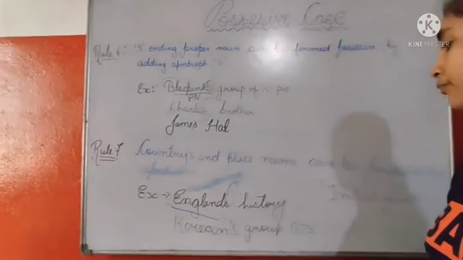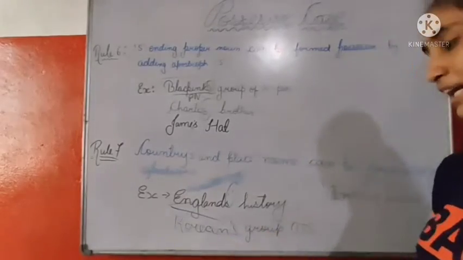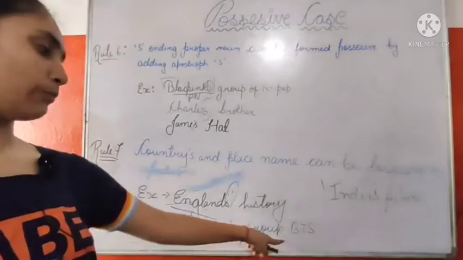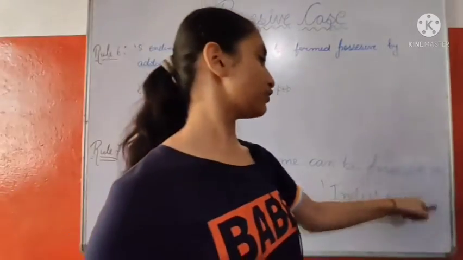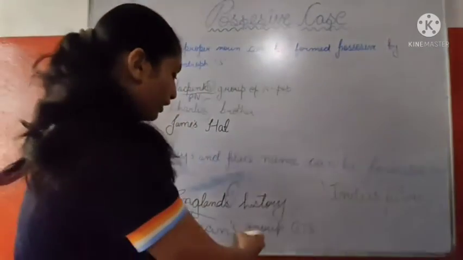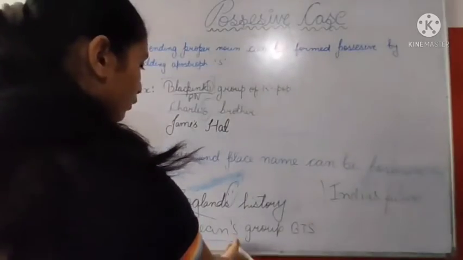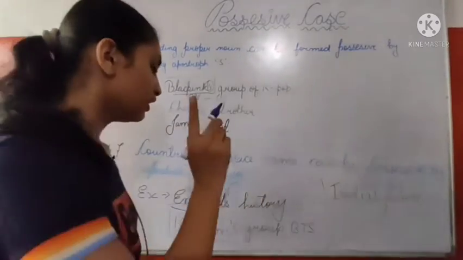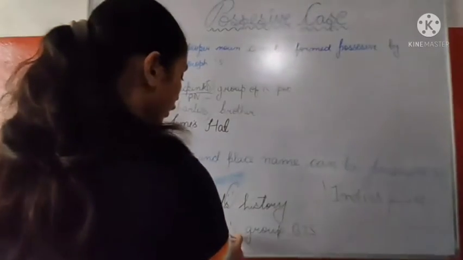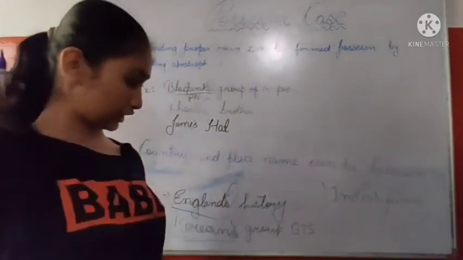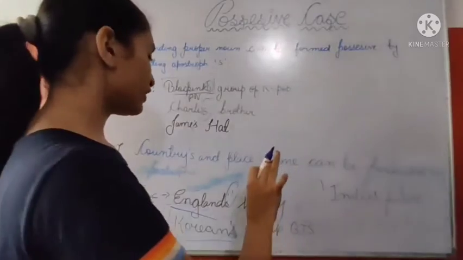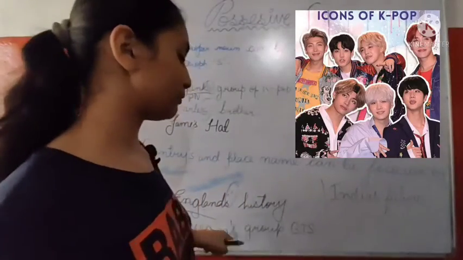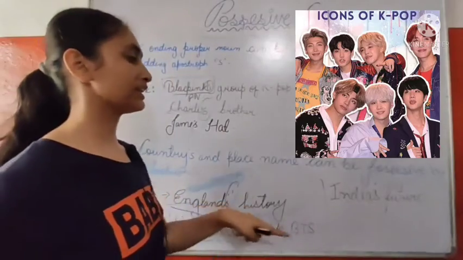Korea's group BTS. BTS, Bangtan. Korea's group BTS. Here, not Koreans but Korea. So here Korea is what? Korea is the name of a country, and with the name of the country we can form it into possessive by simply adding an apostrophe. So it becomes Korea's group BTS.